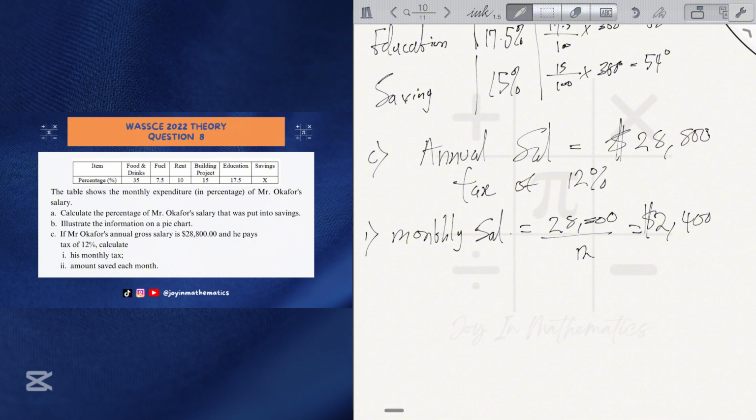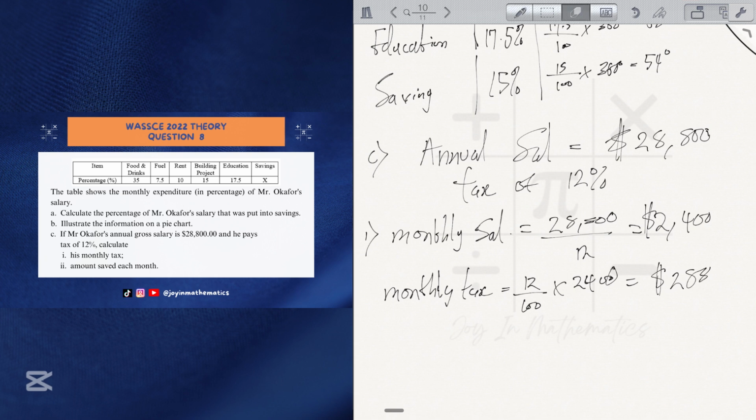Now the monthly tax will be equal to 12% of the monthly salary, because we're given a tax of 12%. So this is 12% of the monthly salary of 2,400. So we have the monthly tax to give us $288. So it's simple.